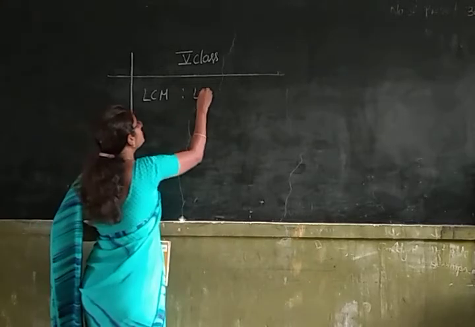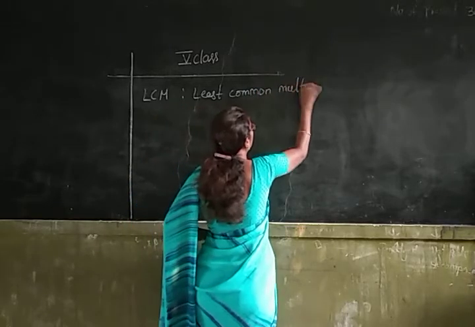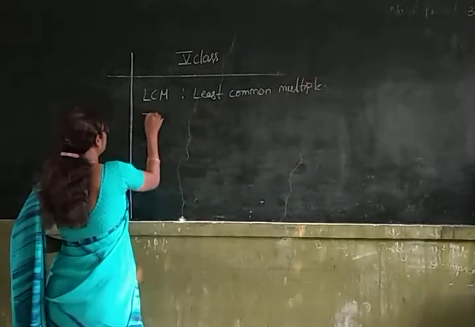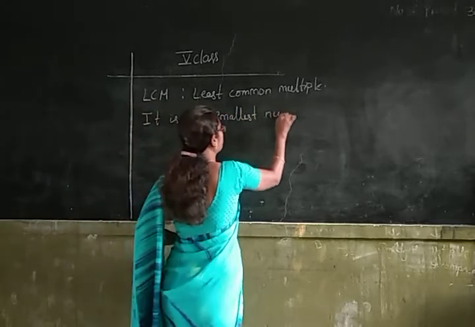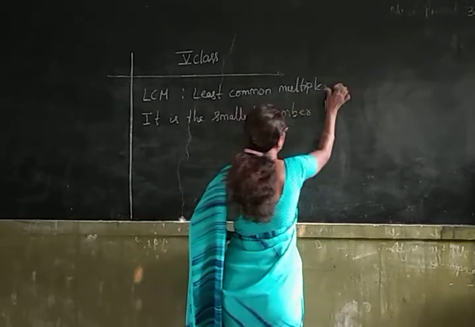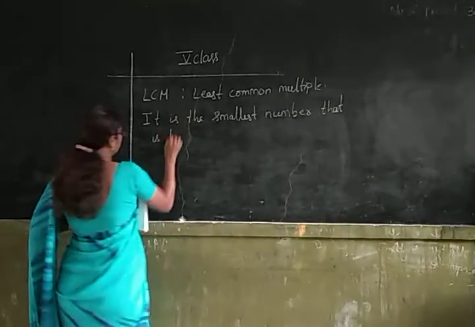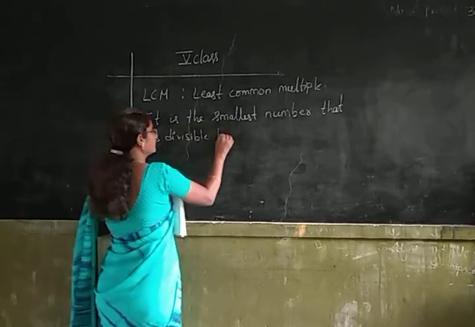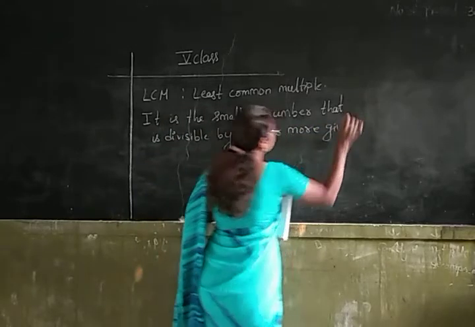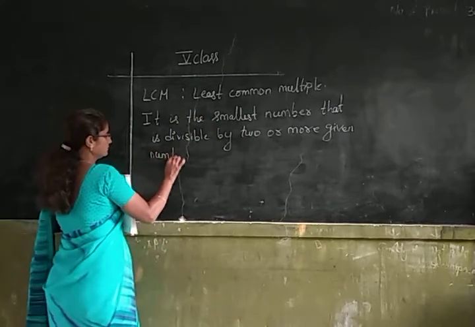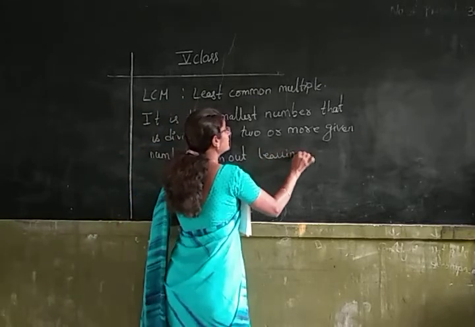LCM means least common multiple. It is the smallest number that is divisible by two or more given numbers without leaving any remainder.